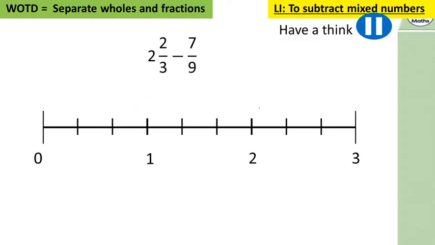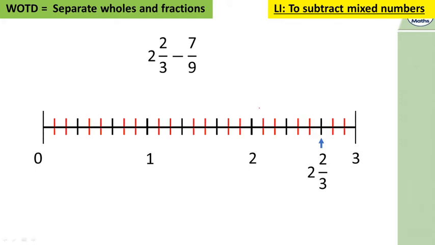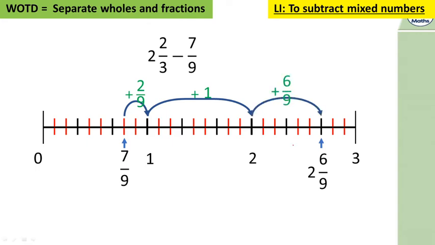Okay, so here we have 2 2/3 minus 7/9. We've got 2 2/3 on the number line. And then we're going to times the number of parts by 3, so the denominators are the same. So we get 2 6/9, because 2 times 3 is 6, and 3 times 3 is 9. And then we want to see where 7/9 is, and then what is the difference between 7/9 and 2 and 6/9. So you add 2/9 to get to 1, you add 1 to get to 2, and you add 6/9 to get to 2 and 6/9. So you add up those jumps to work out the total difference, which is 2/9 plus 6/9 plus 1 whole, which is 1 8/9.